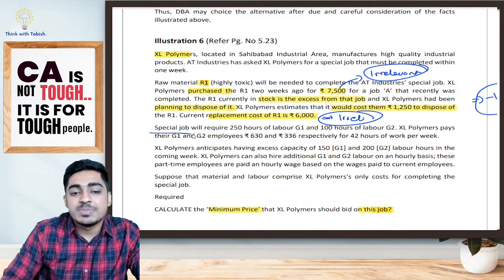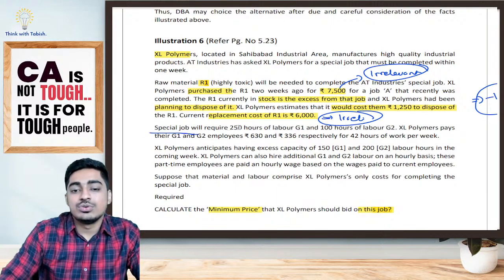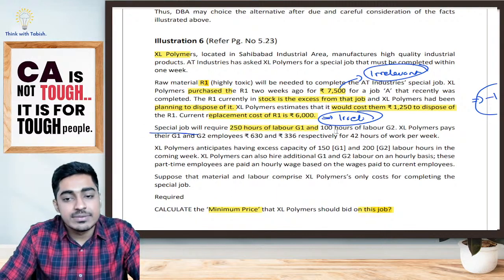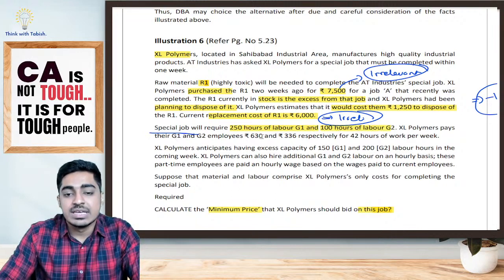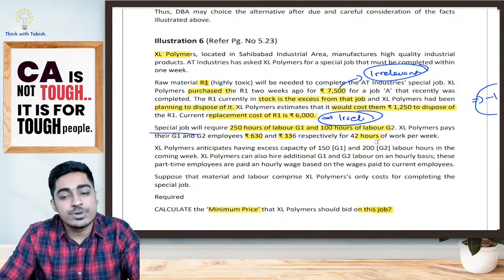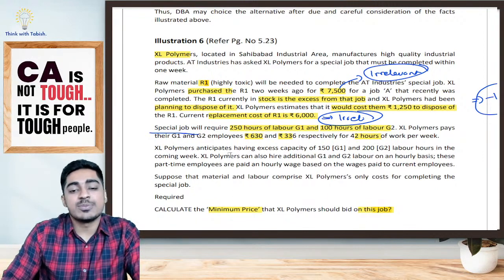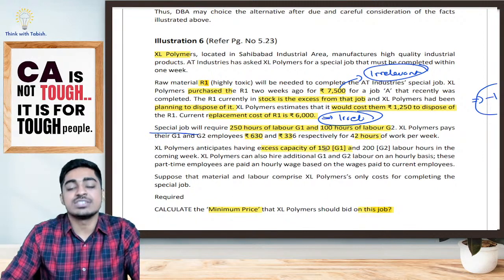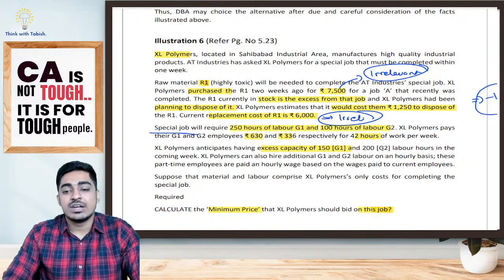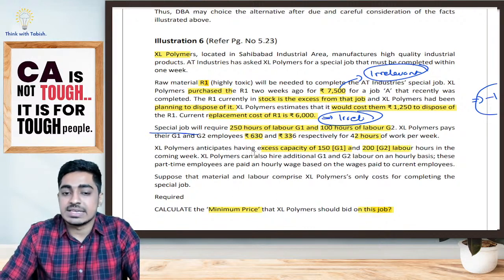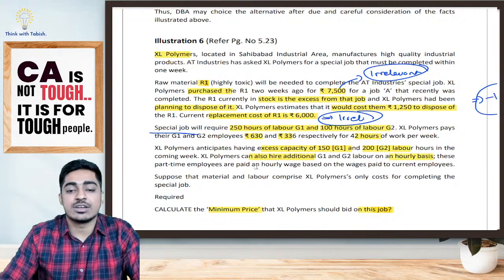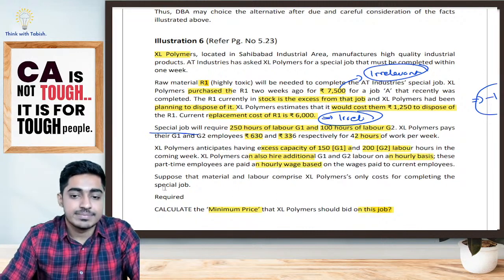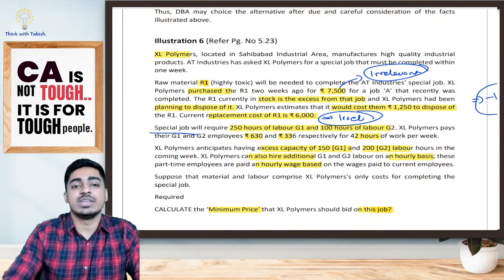Second thing, the special job will require 250 hours of labor G1 and 100 hours of G2. Excel Polymers is paying 630 and 336 for 42 hours. Excel Polymers has excess capacity of 150 hours of G1 and 200 hours of G2. Yes, it can also hire additional employees on an hourly basis. They are also paid the same hourly rate. Okay. Yes, calculate the minimum price.